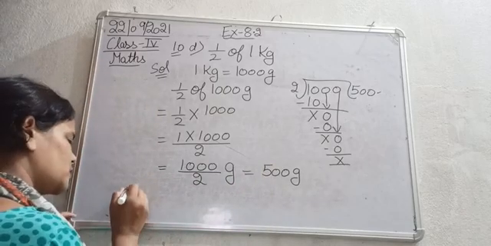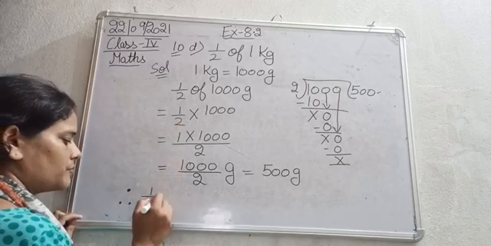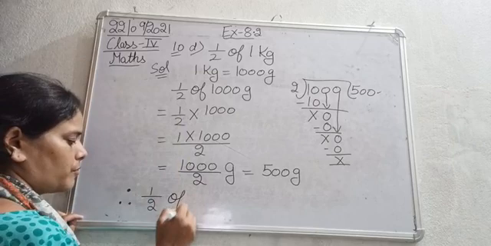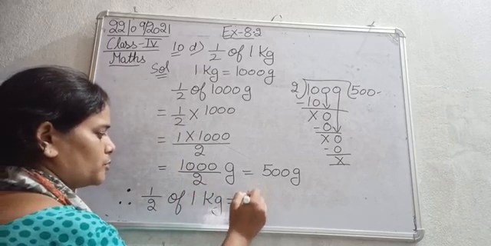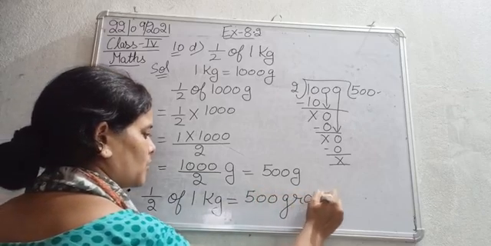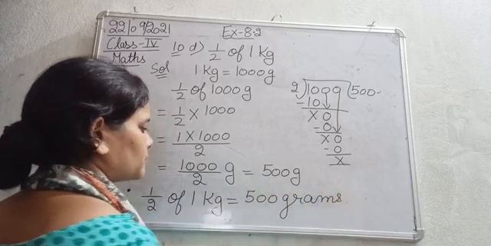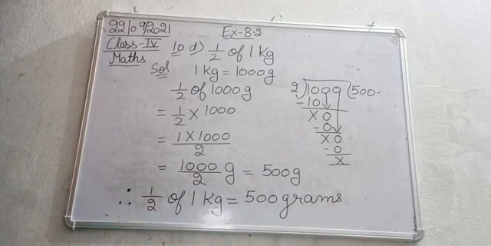Let's write down the solution sentence. Therefore, half of 1 kg is equal to 500 grams. So this is the solution of the last part, D part of question number 10.